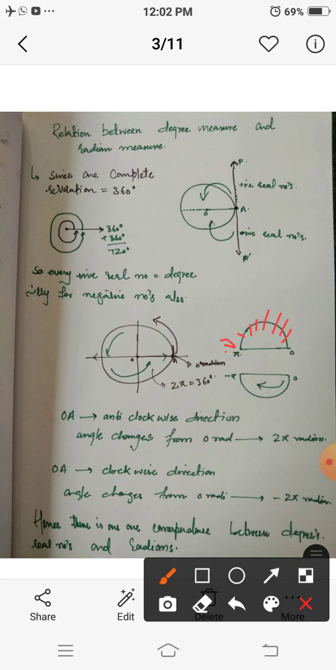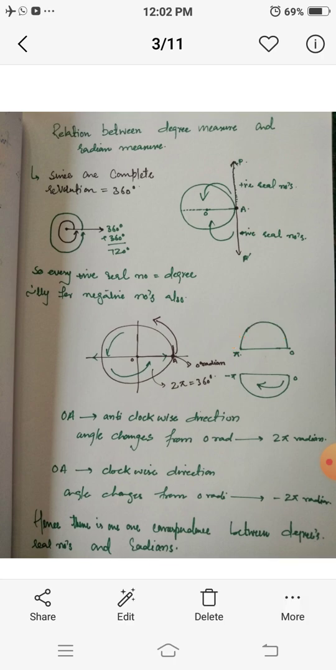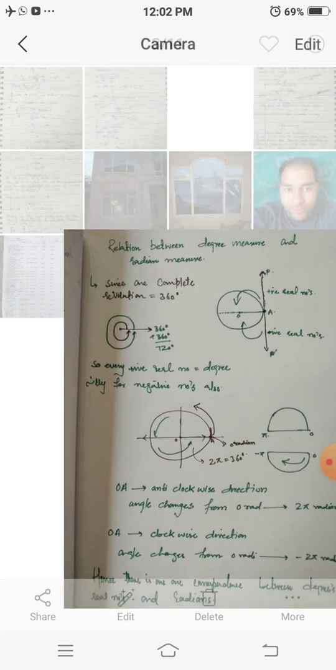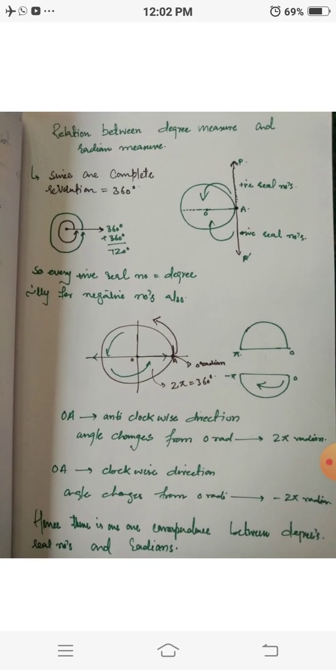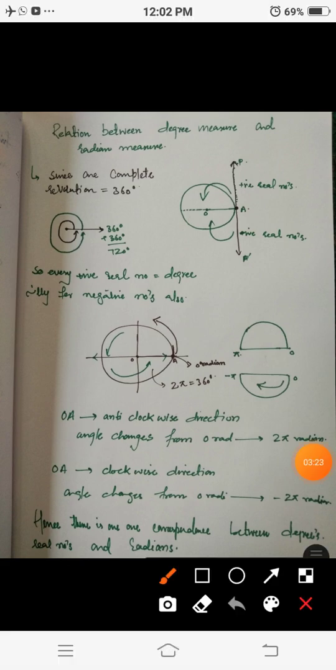Now we have to find the relation between the degree measure and the radian measure. Now how to find this relation? Firstly, we will consider this.